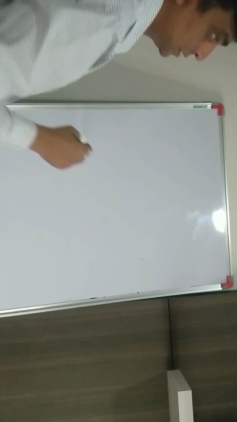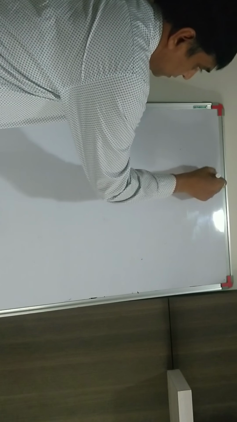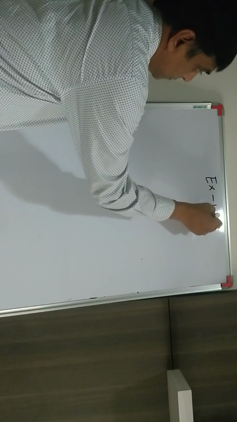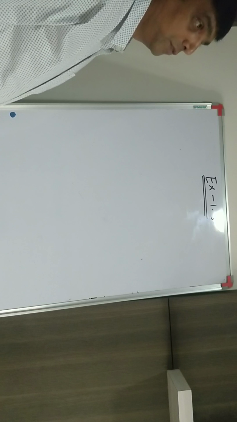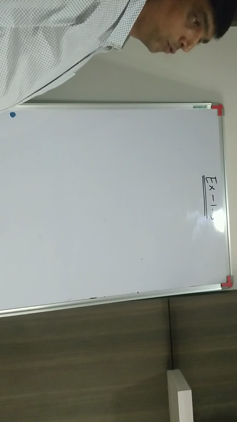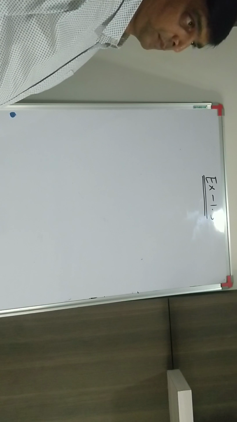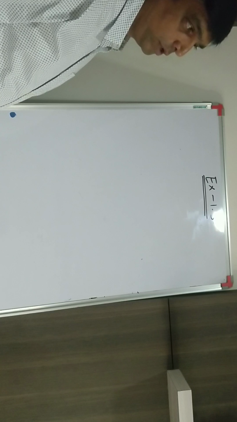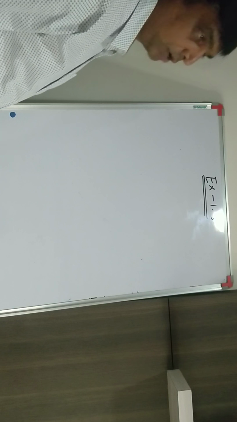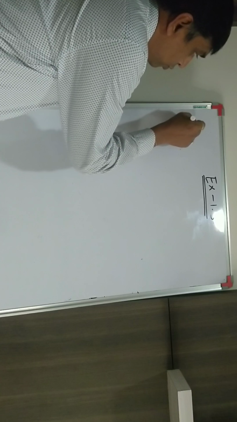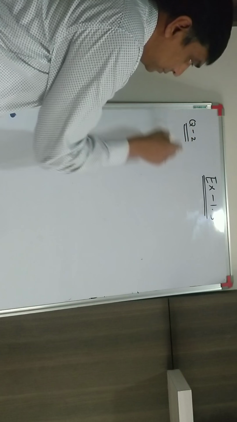We start exercise 1.3. In which first sum we have to prove that root 5 is irrational. But we already proved in last lecture that root 5 is irrational. So now we have to start with question 2, exercise 1.3.